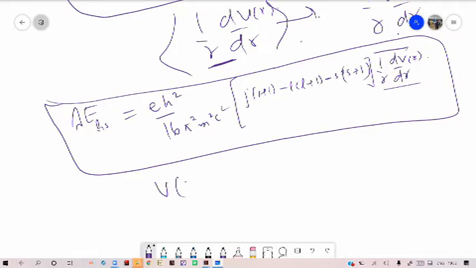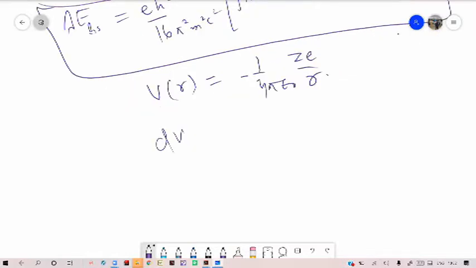For them, V of r, which is a Coulomb potential, is minus 1 by 4 pi epsilon naught Ze by r, the simple potential between two charges, positive and negative. That's an attractive potential, so the minus sign comes here.